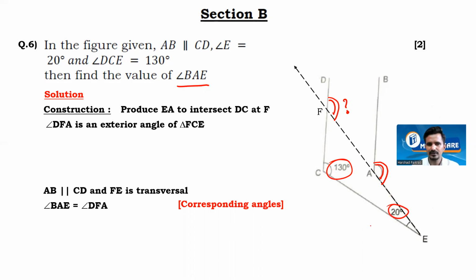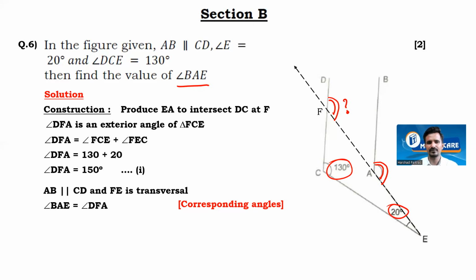So we can just add them. We say angle DFA is equal to angle FCE plus angle FEC. This is because an exterior angle is equal to the sum of its interior opposite angles. So when we add them, we get 130 plus 20, that is 150. So now we know the value of angle DFA, it is 150 degrees. But angle BAE is equal to DFA, and therefore we can say angle BAE is equal to 150 degrees from step 1. And this gives us 2 marks.